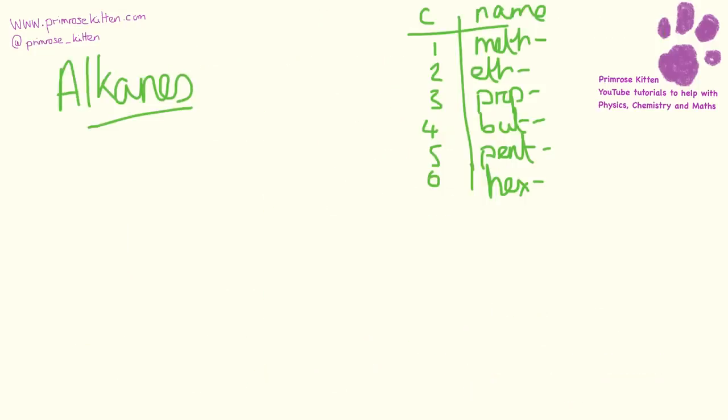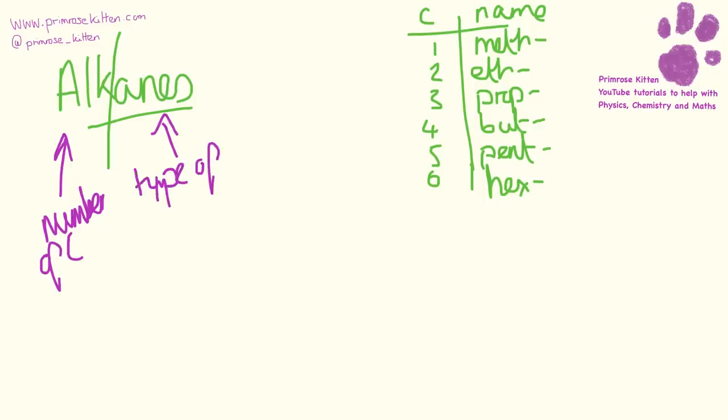When we are looking at alkanes, we need to think about breaking the name into two parts. The first part will tell us the number of carbons. And the second part will tell us the type of bonding. Now in an alkane, we are only going to have single bonding. Now I've put a little reference table up over here so we can check how many carbons we have. So if we look at methane, the first part of the name, meth, tells us it's going to be one carbon, and the second part of the name tells us it's going to be single bonding.